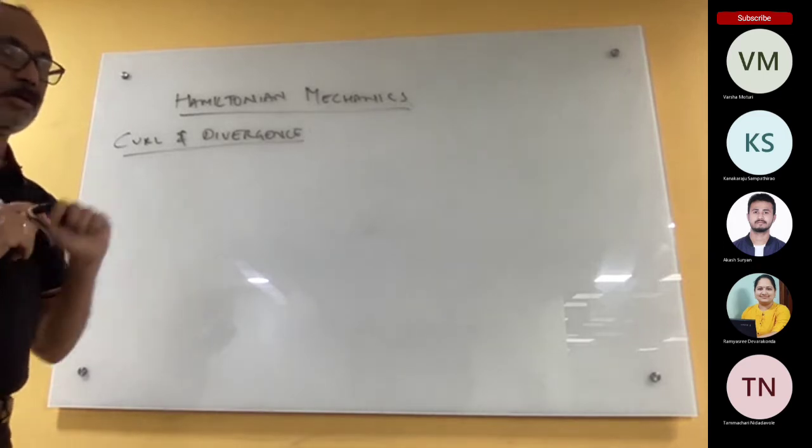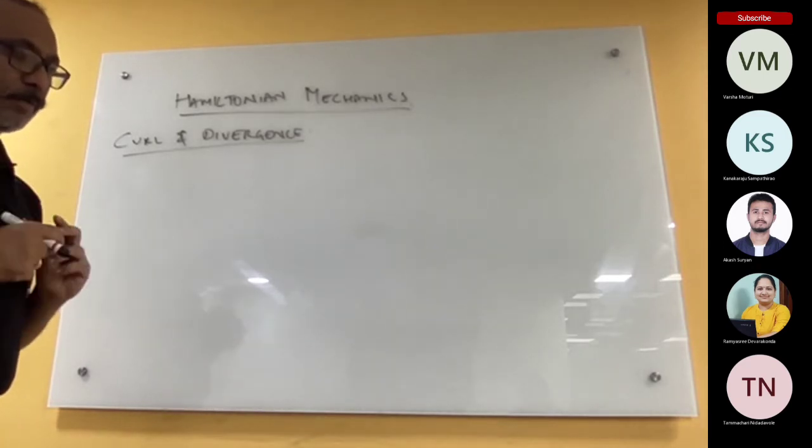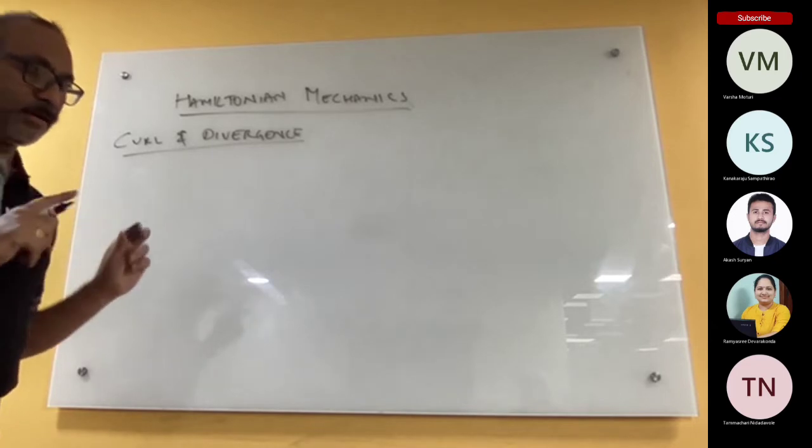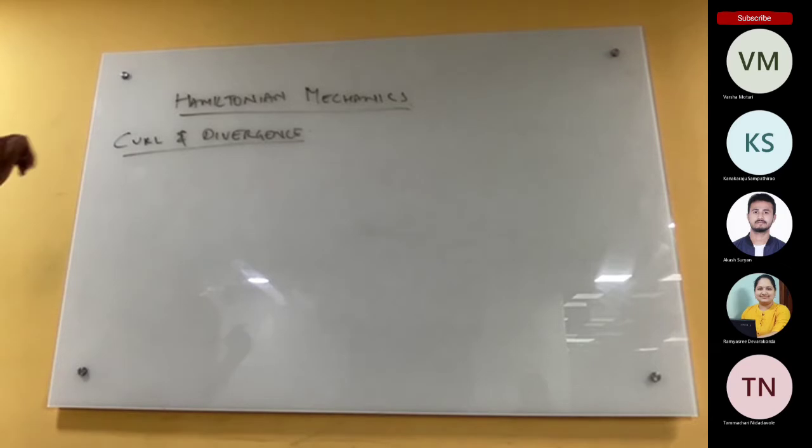But let's do this. Then, you reminded me, remind me at the end, I'll talk about a nice experiment on the photoelectric effect by Einstein, which will actually tell you what you're talking about. Okay. Anyway, curl and divergence. What is curl and divergence?